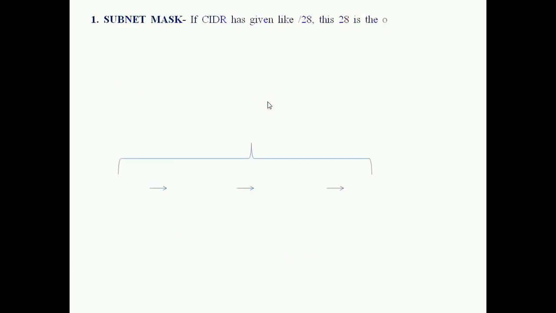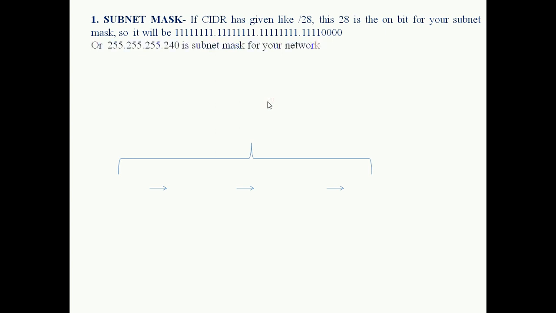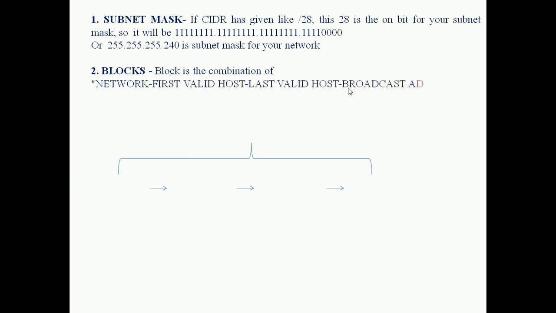First, subnet mask. If the CIDR is given like /28, this 28 is the on bits of your subnet mask. It means you have a 28-bit subnet mask, and the decimal value for this binary number will be 255.255.255.240. The second thing is block.